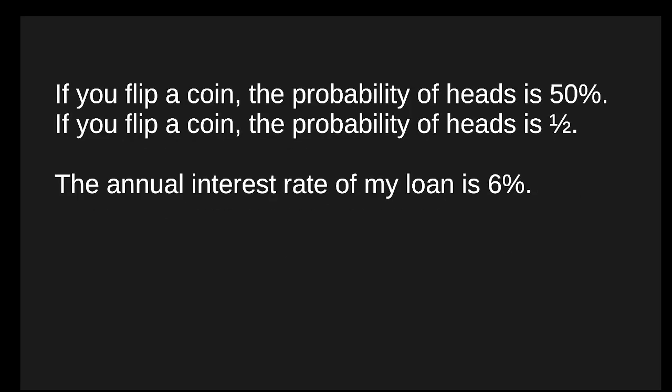Some words are defined so that they basically equal a number, and you can express that number with a percent sign. Probability is a good example. If you flip a coin, the probability of heads is 50%. The same thing works without percent. If you flip a coin, the probability of heads is 1/2. Another example is interest. The annual interest rate of my loan is 6%. Interest is normally expressed with percent.